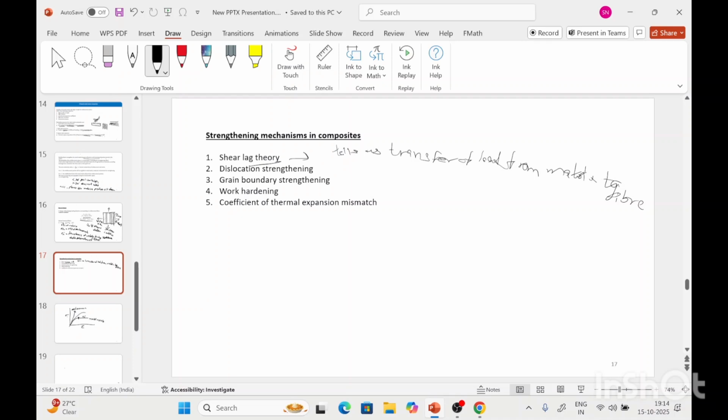Next is dislocation strengthening, where the fiber present in the material will provide heterogeneous nucleation sites in the metal matrix, so that will increase the dislocation density. So more dislocations will generate in the composite. And grain boundary strengthening means the higher number of heterogeneous nucleation sites available due to the fiber introduction will refine the grain size.